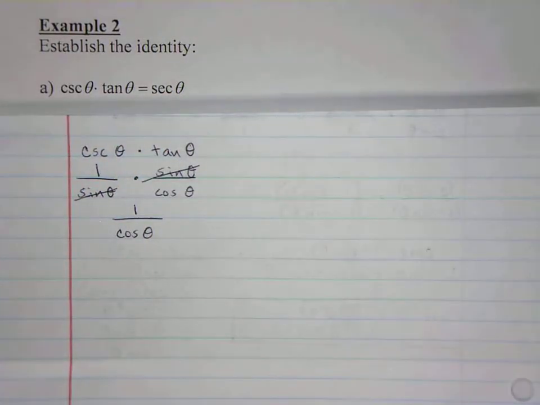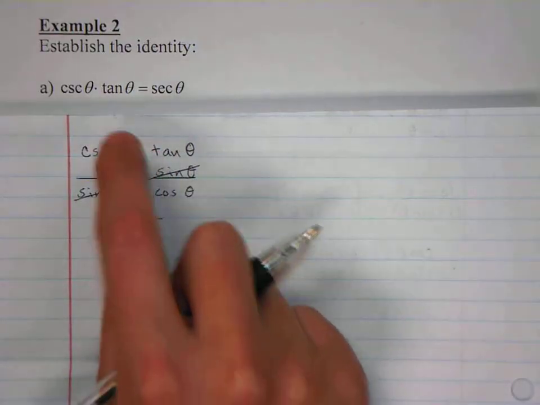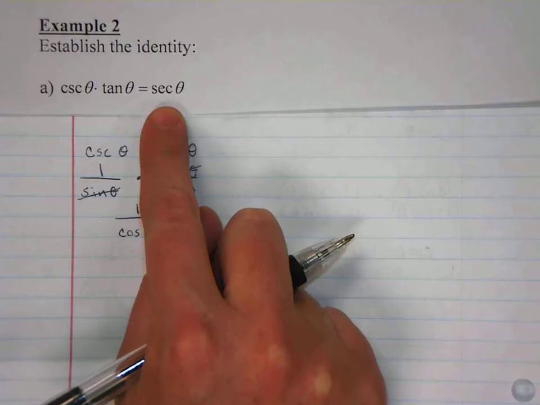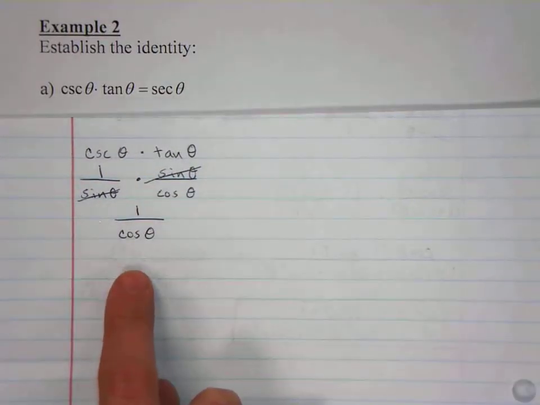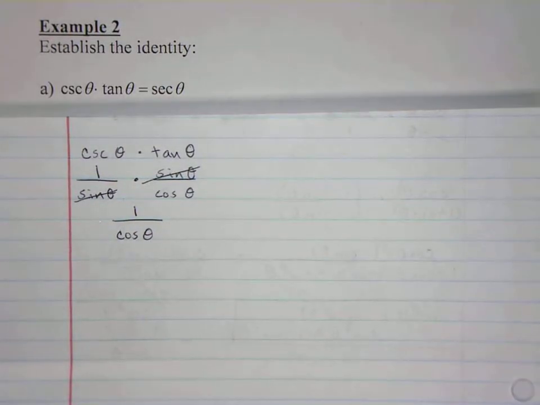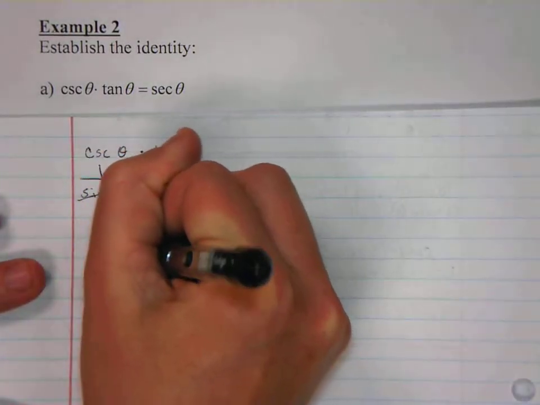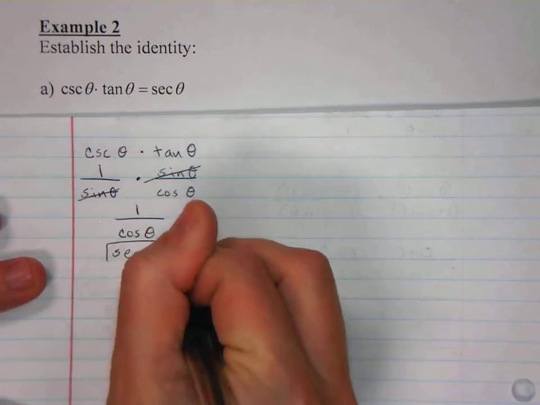So I probably feel like, okay, that's as far as I can go, but what did I really want as my final answer? Well, I wanted to get to secant of theta. Is 1 over cosine the same as secant of theta? Well, if you double check your reciprocal identities, you'll see that it is in fact true. So I get secant of theta.